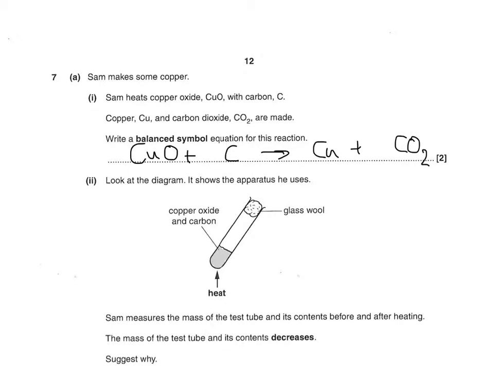And to balance this, first thing you need to do is balance the oxygen. So you've got 2 on this side and you've got 1 on this side. So you need a 2 in front of the CuO, and then now you've got 2 coppers here. So you need a 2 in front of the copper, and that's now balanced. You get 1 mark for the writing out, and then 1 mark for balancing. So make sure that you write it out, even if you're not sure how to balance it.